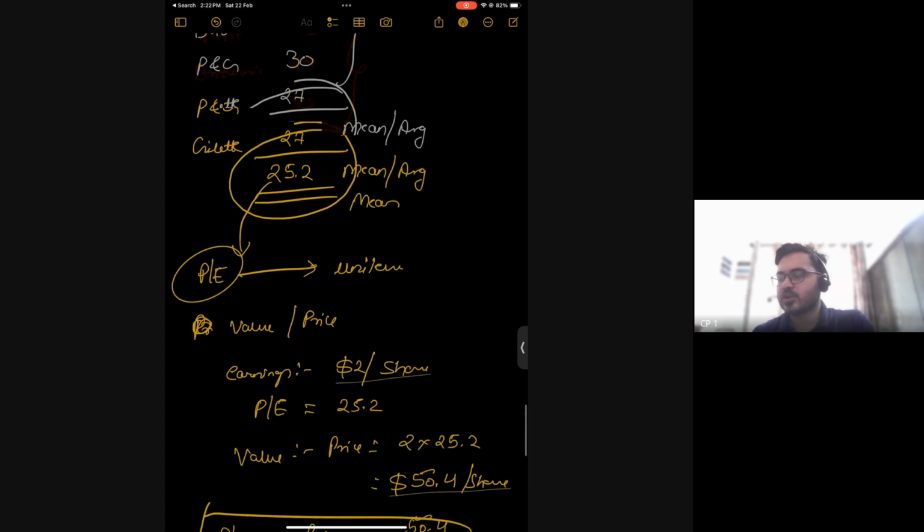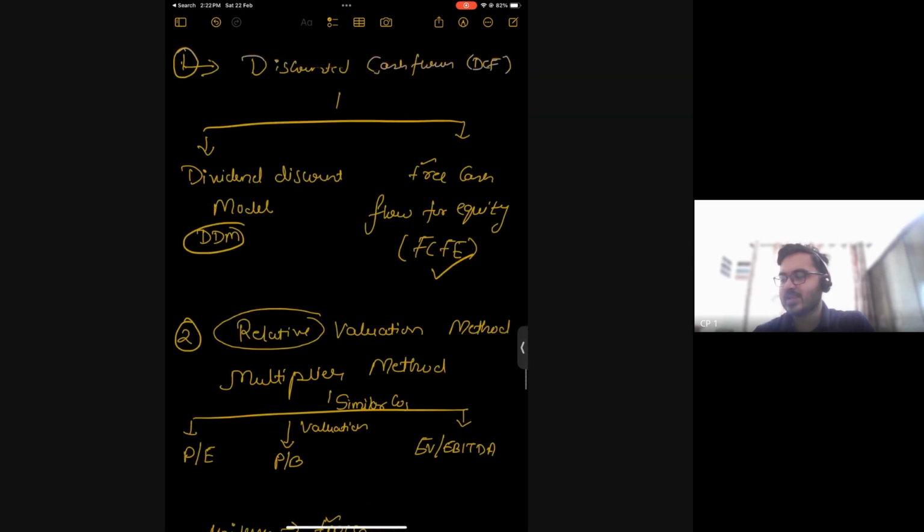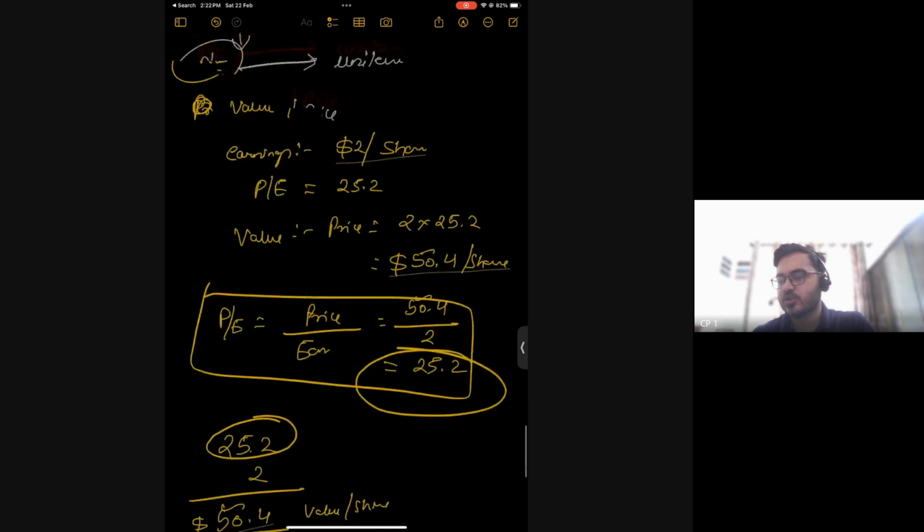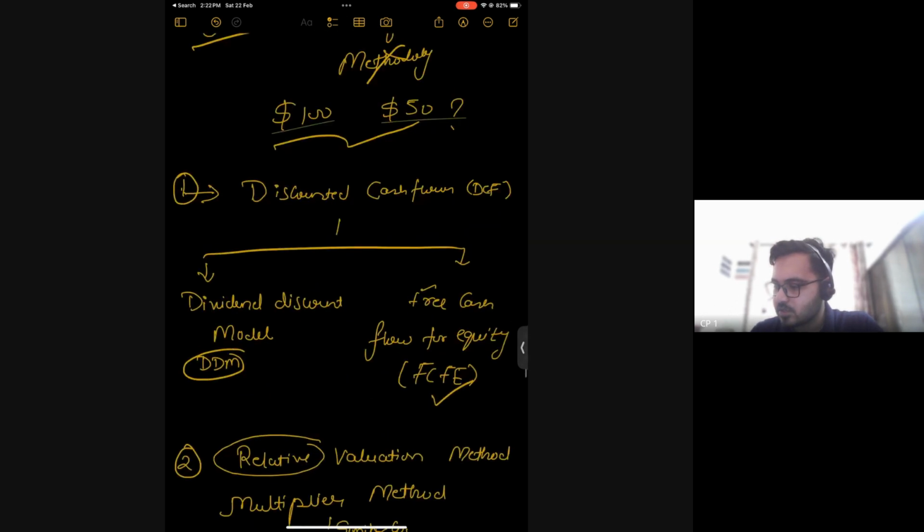That is again a methodology that you can use, also known as the relative valuation method or multiplier methodology. You can look at price to earnings, price to book, or EV to EBITDA methodologies in order to calculate your overall number. This will come tomorrow, but these are just certain things that are good to remember. That will help us later on.